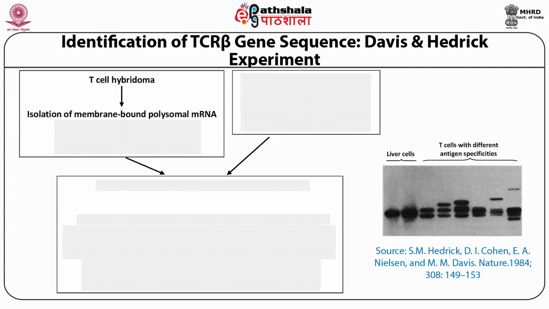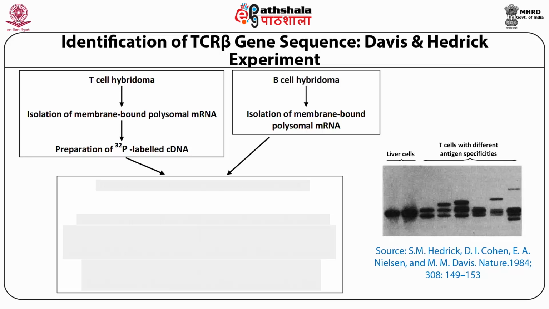After enriching their sample for mRNA encoding TCR, Davis and Hedrick prepared P32 labeled cDNA from this enriched mRNA. The enrichment was an important step as it reduced the number of cDNA clones to be screened later. Next, they isolated membrane-bound polysomal mRNA from a B cell hybridoma. This was followed by hybridization of the radiolabeled cDNAs from the T cell hybridoma and mRNA from B cell hybridomas.